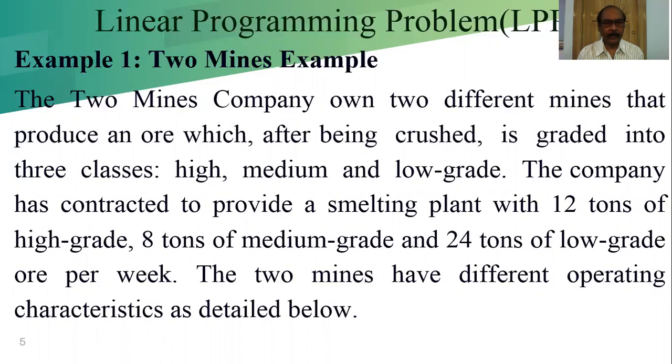The company has contracted to provide a melting plant with 12 tons of high grade. That means they need at least 12 tons of high grade, 8 tons of medium grade, and 24 tons of low grade ore per week. This is their per week target.